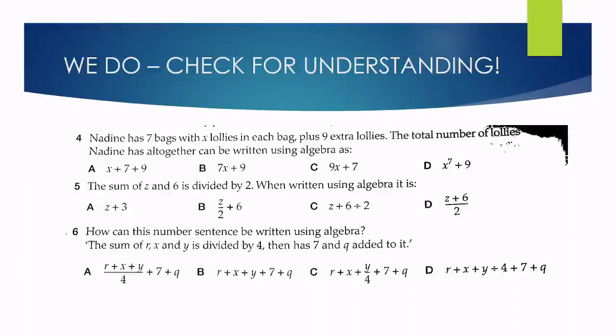And number 6, how can this number sentence be written using algebra? The sum of r, x, and y is divided by 4, then has 7 and q added to it. What does that look like? They're a little bit tricky. These are the answers. I hope you got something similar.